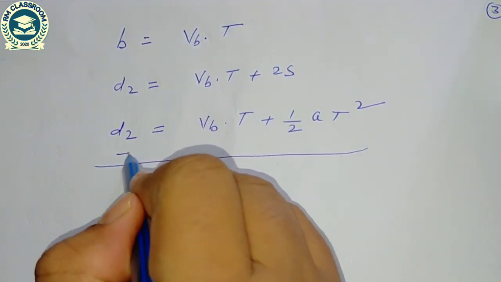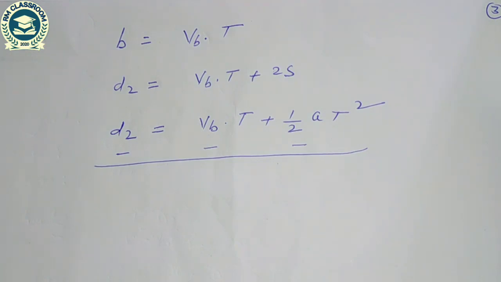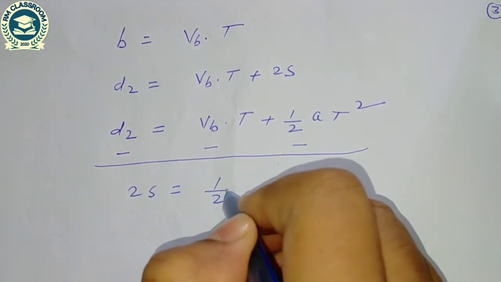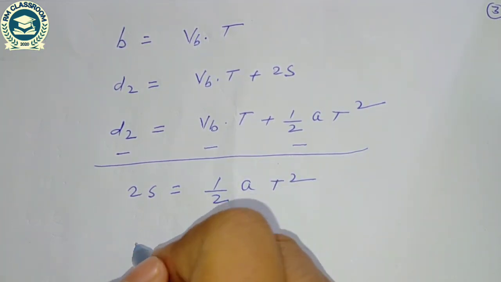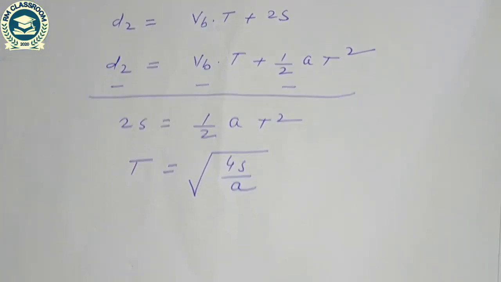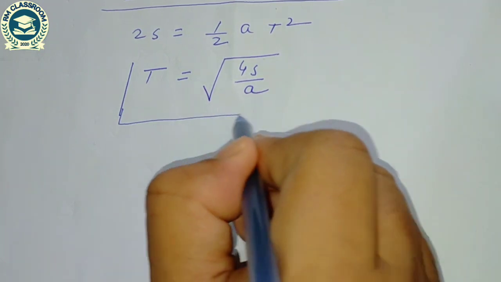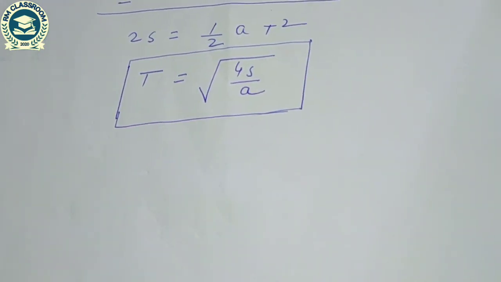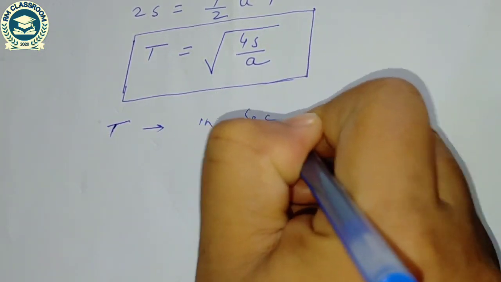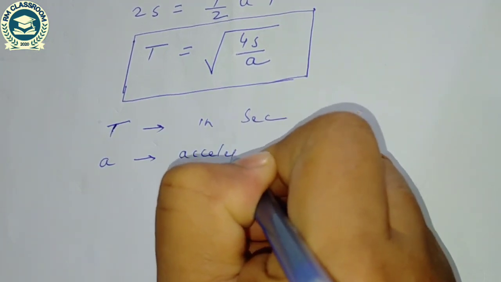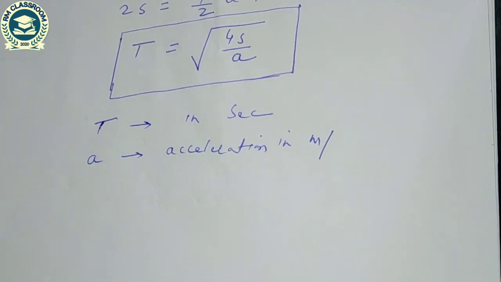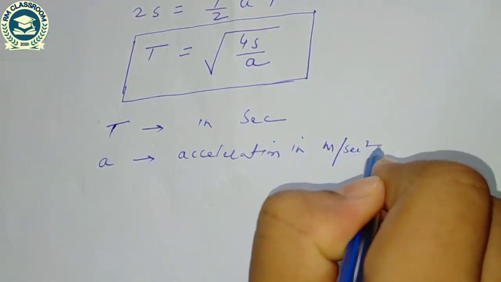So if I subtract this, we will get 2S is equal to half A T square, or we can write capital T is equal to square root of 4S by A. So this is the expression of capital time, capital T. So here capital T in second, A is the acceleration in meter per second square.